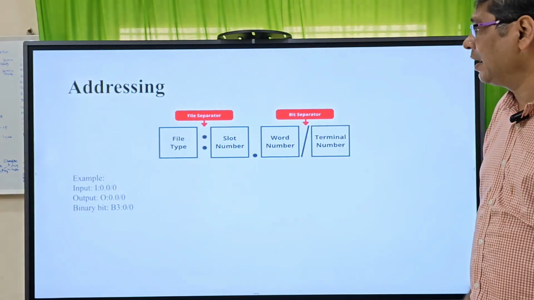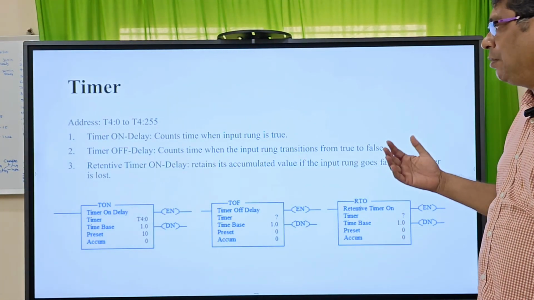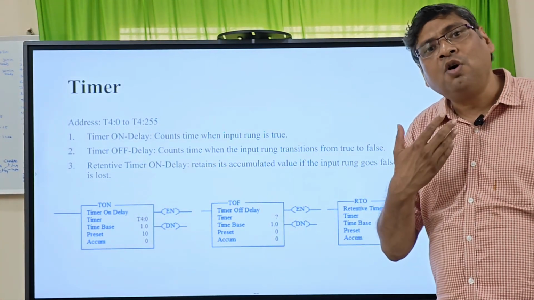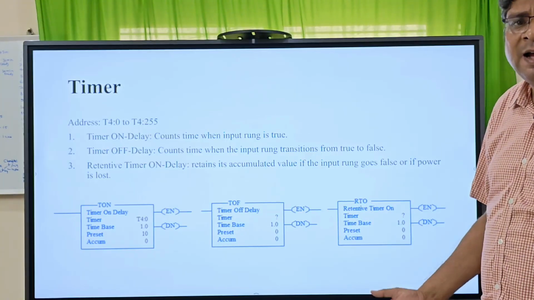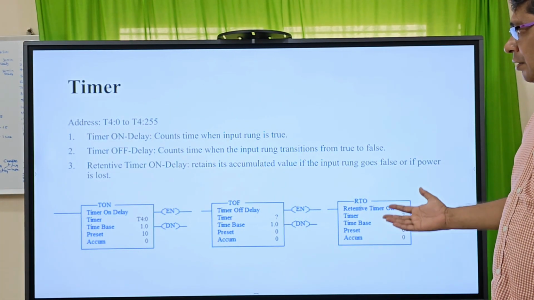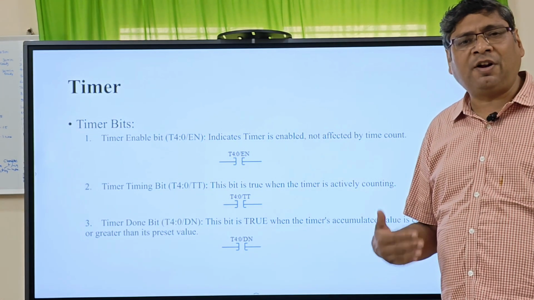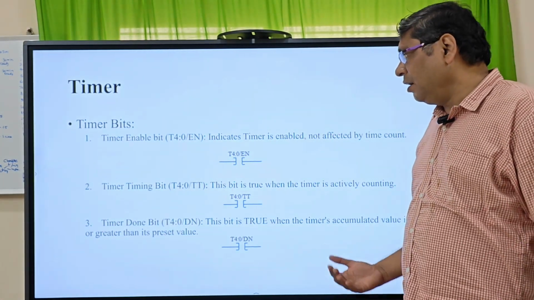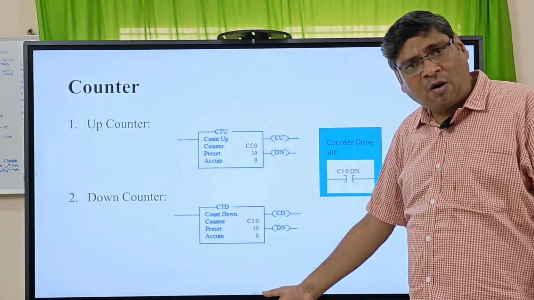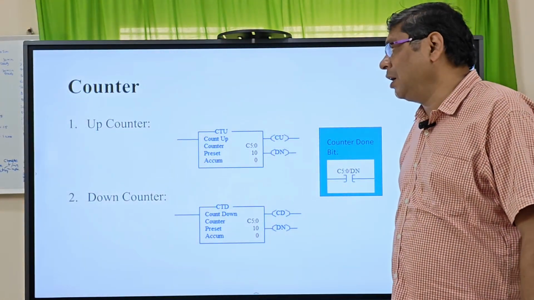Then we learned about addressing, contacts, coils, timers. What is a timer? Timer on delay, timer off delay, retentive timer. You have to do more study of the theory of that, and then the practical. After that, we saw more about the timer, what is the DN bit, what is the TT bit, the done bit. Then we saw the counters, up counter, down counter, and how we use the counter done bit for PLC programs.